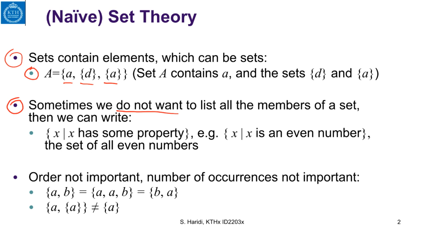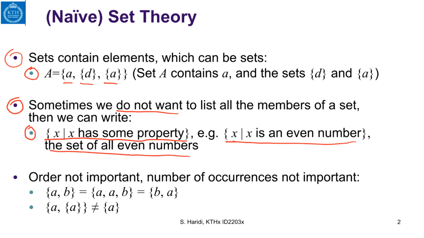Then we can write the set by a property that describes the elements of the set. So here is the case. This description says it is a set of x's such that each x has some property. For example, the set of x's such that x is an even number. So this is a set of all even numbers.